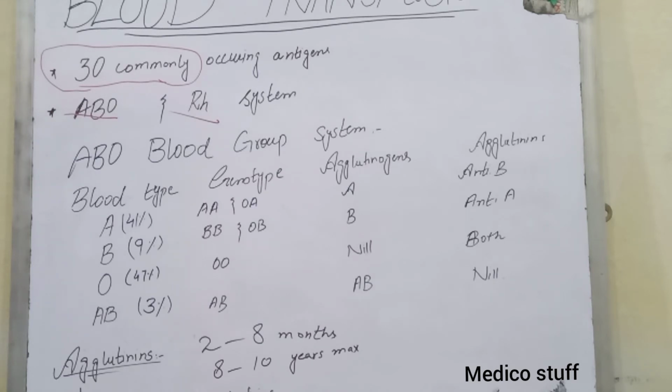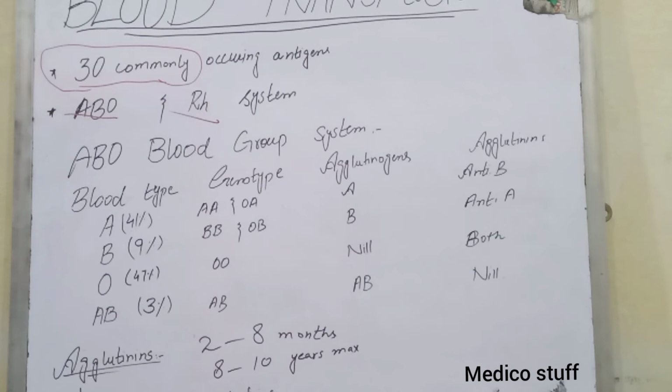So we will study the ABO blood group system first. What is the ABO blood group system? What is its genotype? What type of antigens are present in it? What types of antibodies are formed? All this we will study in today's video. So, the ABO blood group system is mainly of 4 types. We have commonly heard that you are A group, you are A positive, you are B positive, etc. So this is the ABO blood group system.